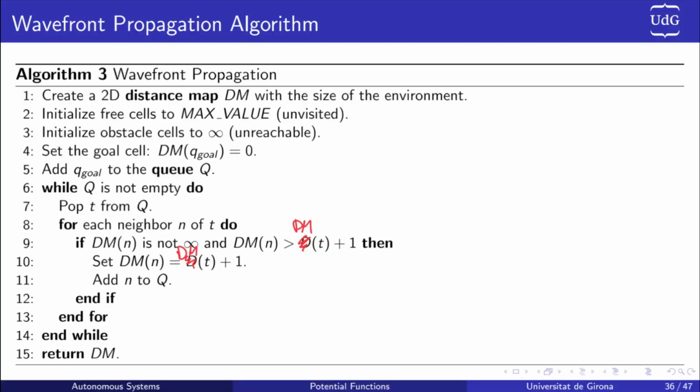And then the other thing that you have to do, very important, is to add this neighbor to the queue. And this is the way that the waveform is followed.